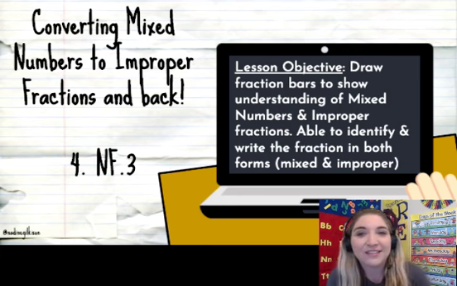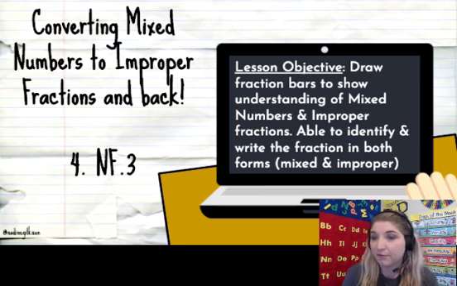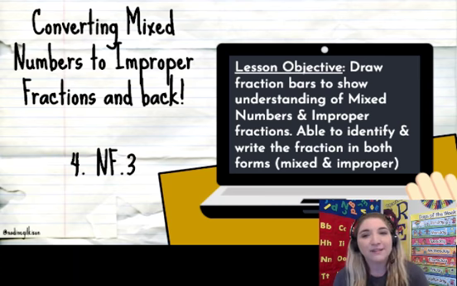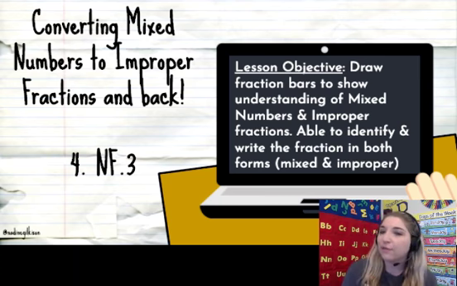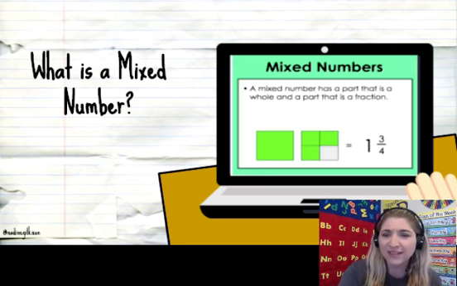So the lesson objective today is we're going to be able to draw fraction bars to show understanding of mixed numbers and improper fractions. We'll also be able to identify and write the fractions in both forms, in both mixed and improper. So the first question is, what is a mixed number?